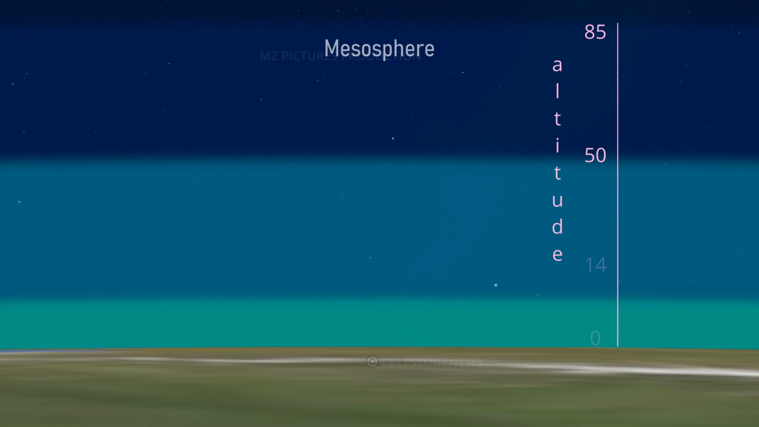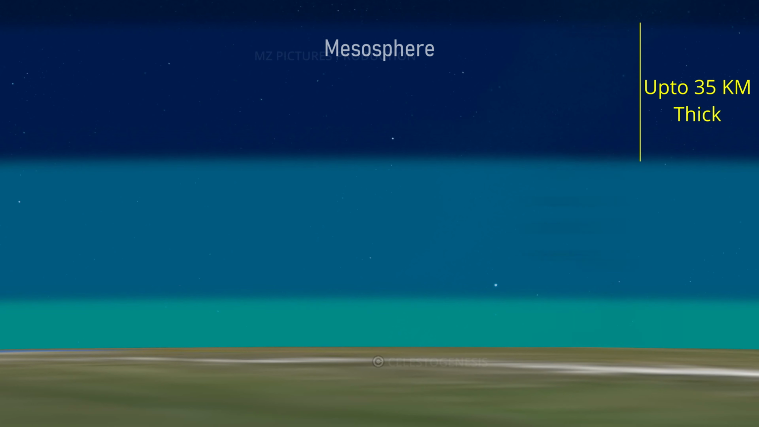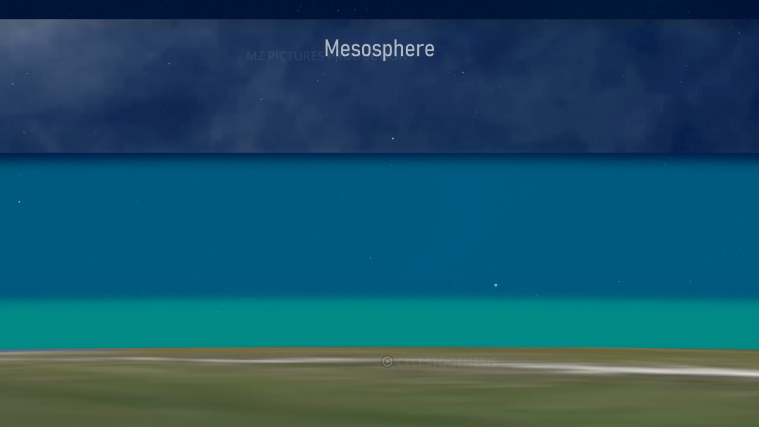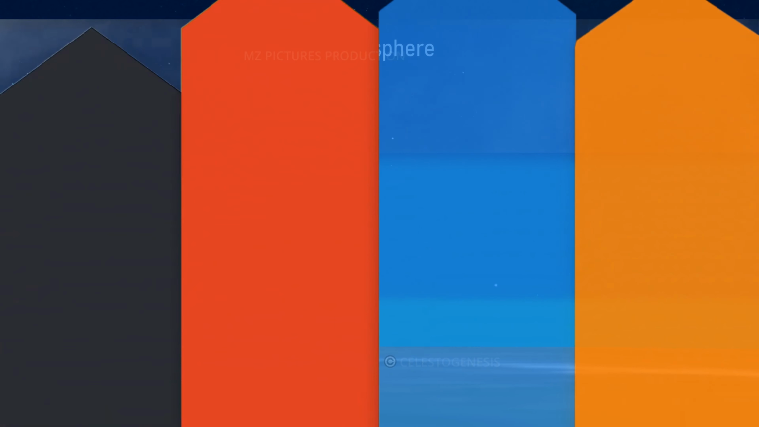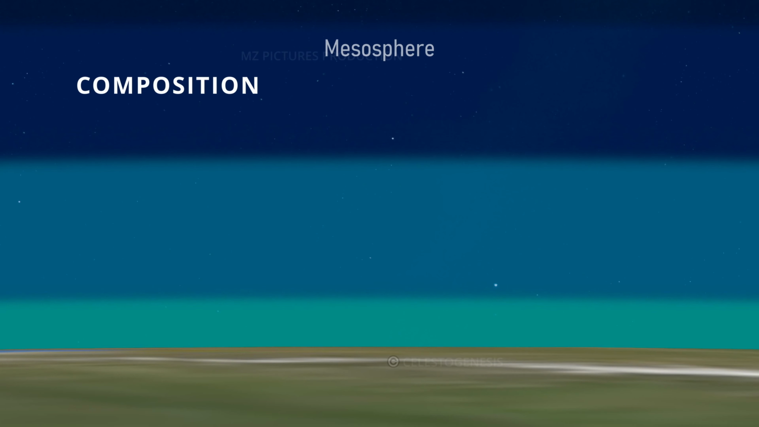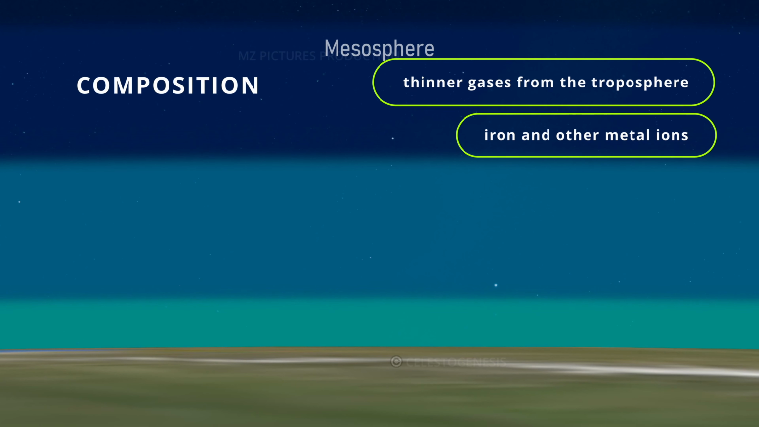The mesosphere lies between thermosphere and the stratosphere. Starting at an altitude of 50 and reaching up to 85 kilometers, mesosphere is about 35 kilometers thick. Meso means middle, and this is the highest layer of the atmosphere, in which the gases are all mixed up rather than being layered by their mass. The major components are thinner gases from the troposphere, iron and other metal ions.